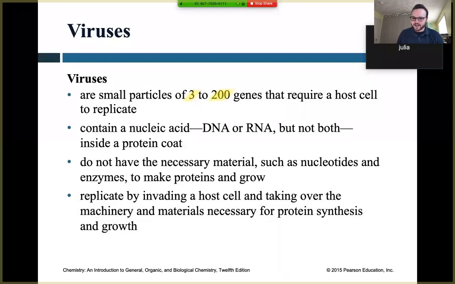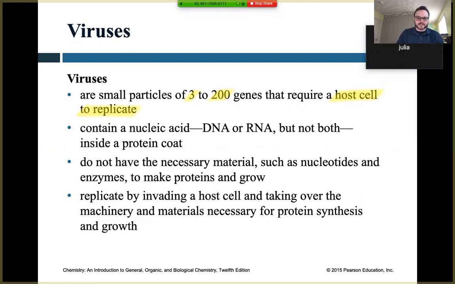So doesn't that make them alive? Well, they can't live without a host cell. That's the first thing, right? They need them to survive and to replicate. But then you might make the argument, well, don't some parasites require host cells? And that's true too, and they are alive, right?